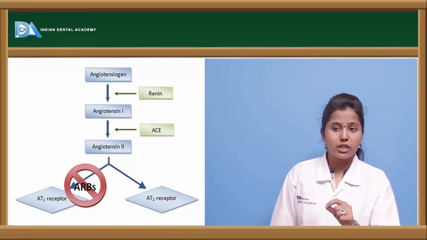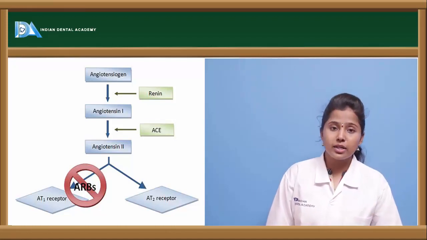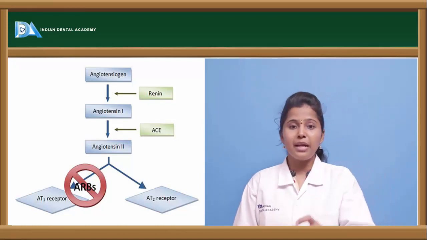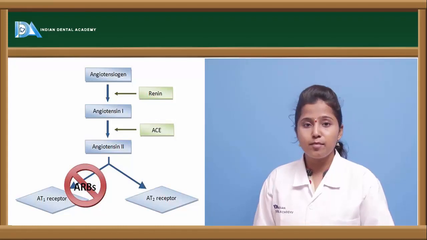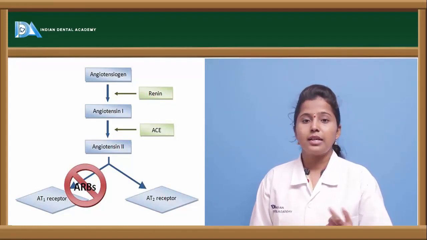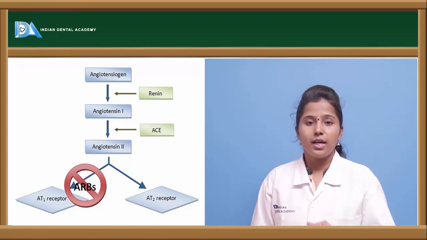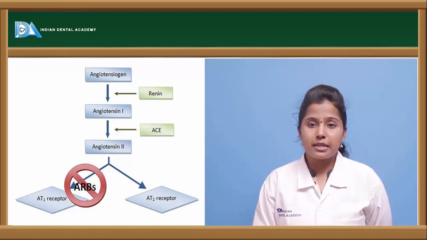And this angiotensin 2 will bind to AT1 receptors or AT2 receptors. But the main mechanism is they bind to AT1 receptors. So this binding of angiotensin 2 to the receptors is blocked. If that is blocked, then definitely there will be no increase in the blood pressure.